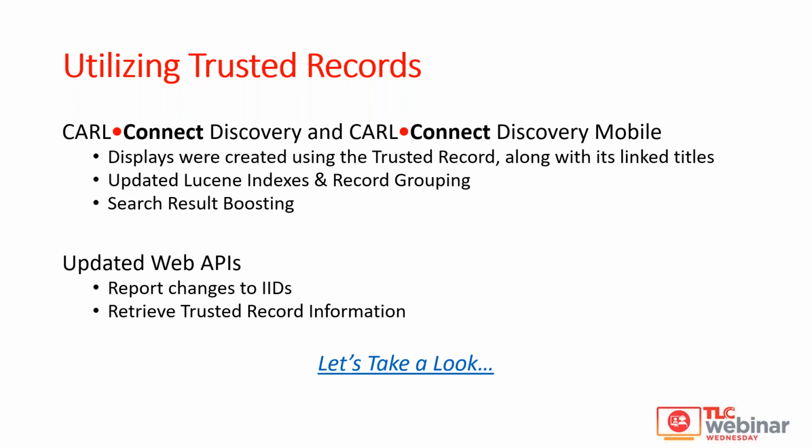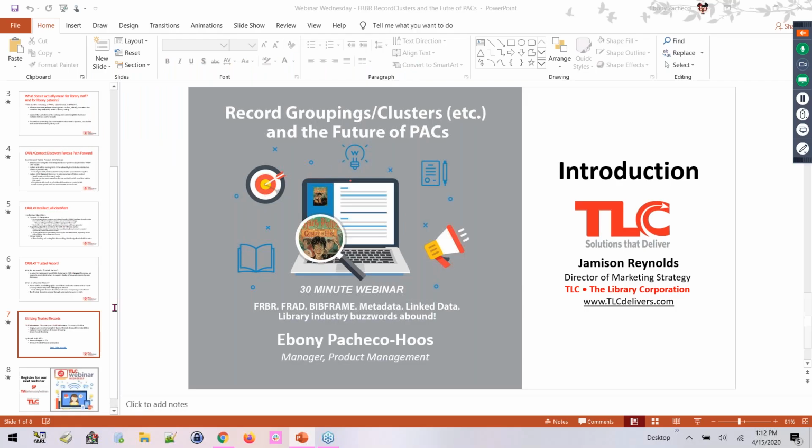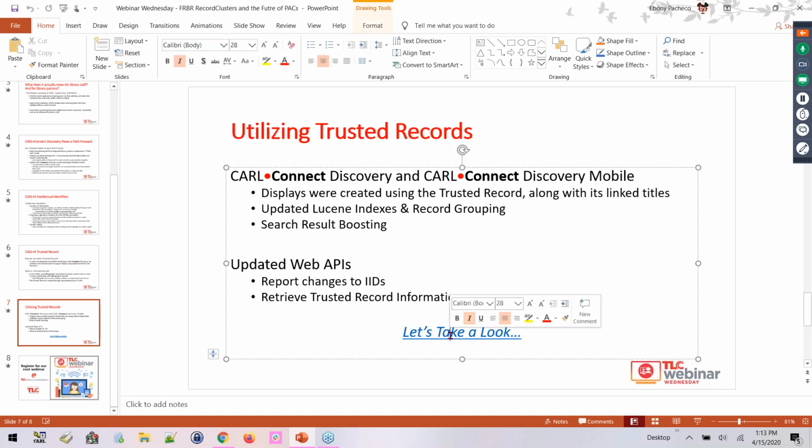Additionally, for our development, we also looked at updating our web APIs to report changes to those intellectual identifiers and to retrieve trusted record information to be able to serve that up into Carl Connect Discovery. We did all of this with the idea that we want to serve up this clustered record view to our libraries and to their patrons. All of this work was done in coordination with our beta partner libraries, to give us feedback so we could update our product to give it a look that suits the needs of our libraries. So I'm going to go ahead and hop over now so we can take a live look.